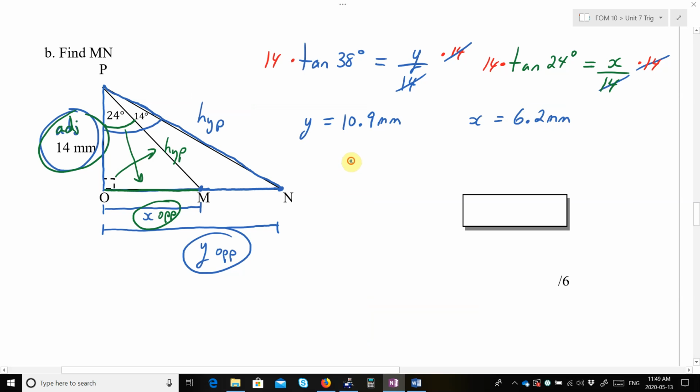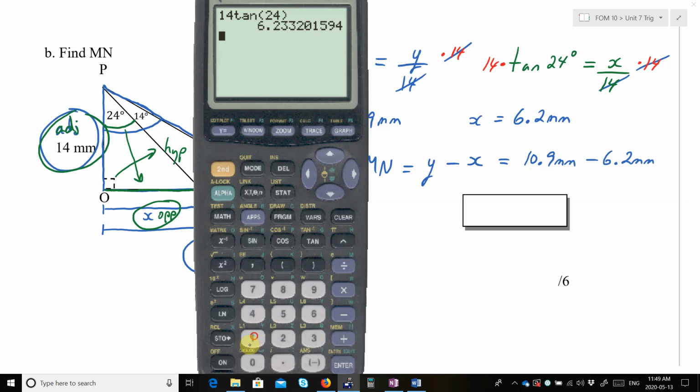And then we can say, therefore, the length MN is going to equal the whole y length, take away the x length, and it will leave us that MN piece. So 10.9 millimeters minus 6.2 millimeters. MN is 4.7 millimeters.